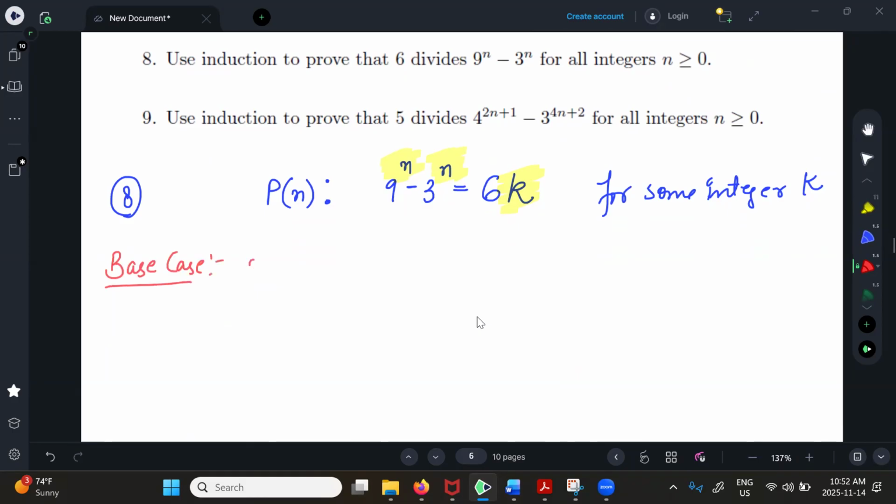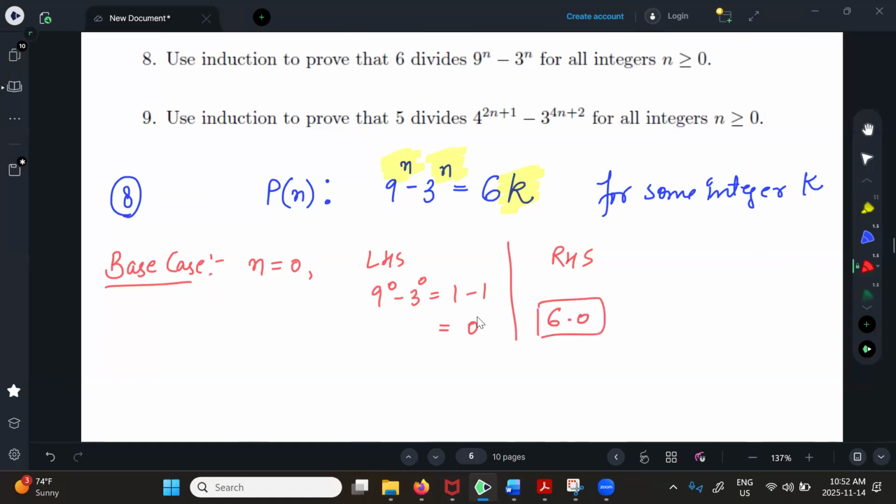N equals 0, it tells you very clearly, right? So I find the left-hand side, which is 9 to the power 0 minus 3 to the power 0, which is 1 minus 1, 0. Can I write 0 as a multiple of 6? Yeah, you can, right? It's 6 times 0.